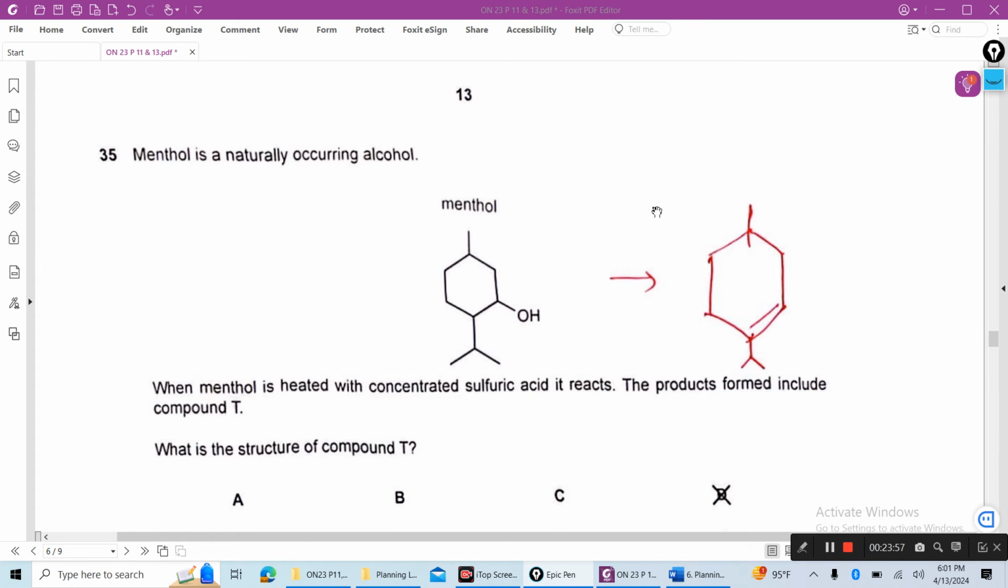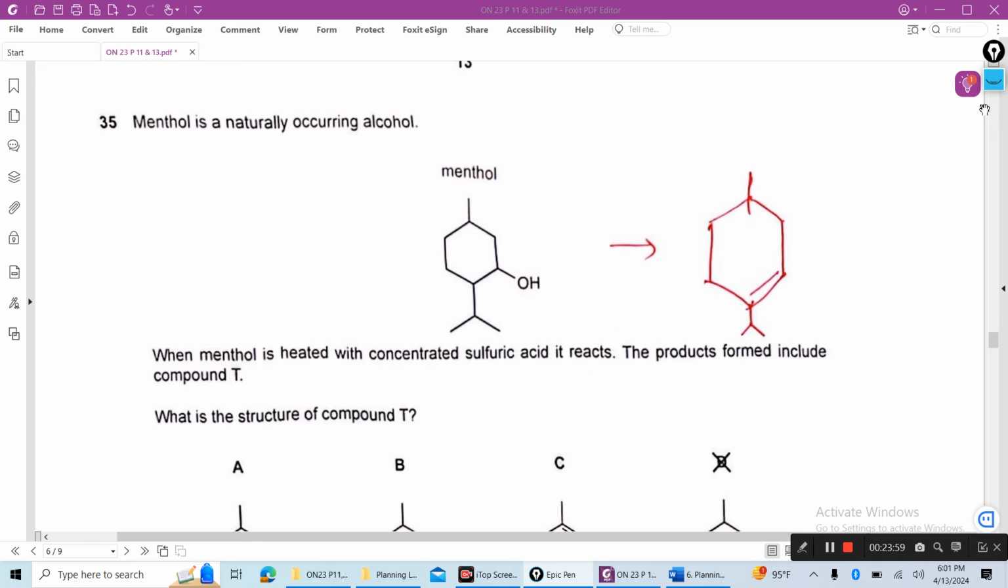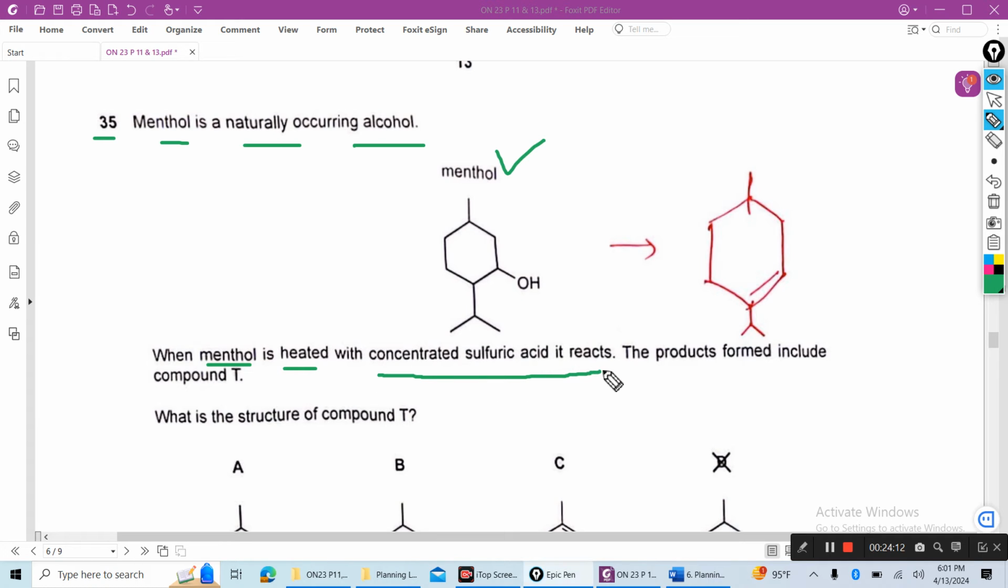35. Menthol is a naturally occurring alcohol. This is the menthol. When menthol is heated with concentrated sulfuric acid, when an alcohol is dehydrated with concentrated sulfuric acid, an alkene will be the product. Dehydration reaction or elimination reaction. The products formed include compound T.